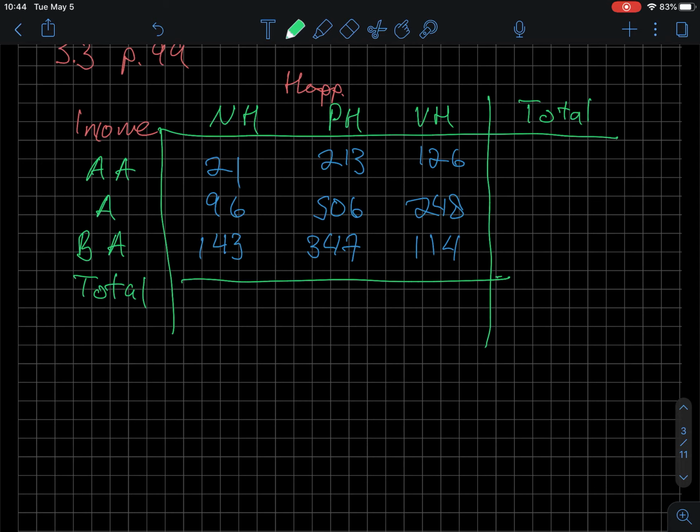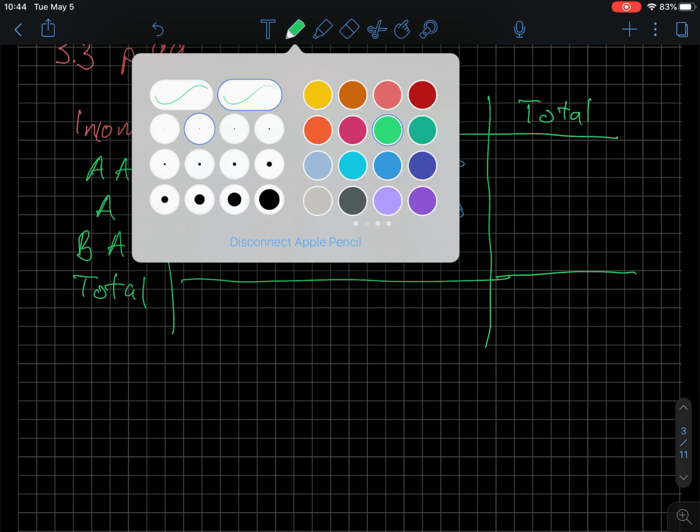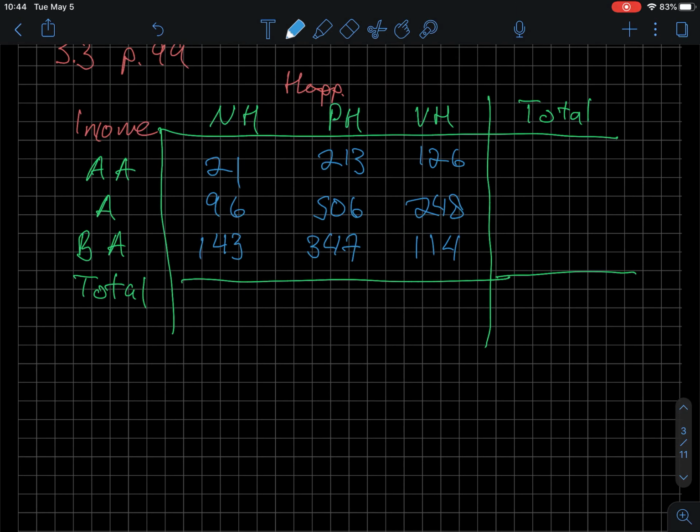Then we're going to make our totals, just to make a distinction about what's happening. We'll continue to fill this in. There are 260 here, 1,066, and 488, is that right? Yep. And there are 360 here, 850, and 604, for a total of 1,814 people.